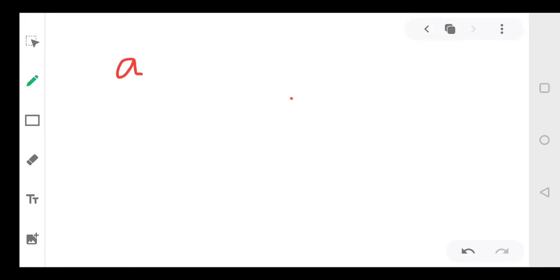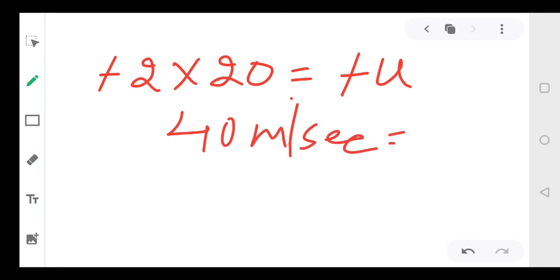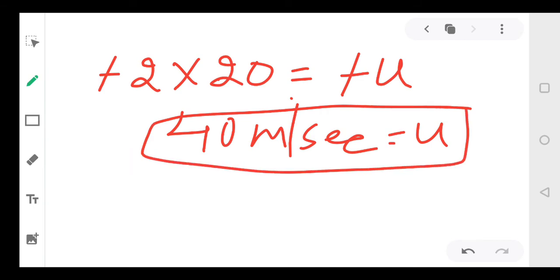So you have minus 2 into 20 is equal to minus U, isn't it? So the minus cancels. So 40 meter per second is equal to U. Okay everyone? So what is the initial velocity? It is 40 meters per second. I hope you've understood, everyone.